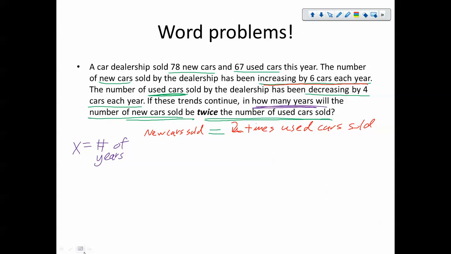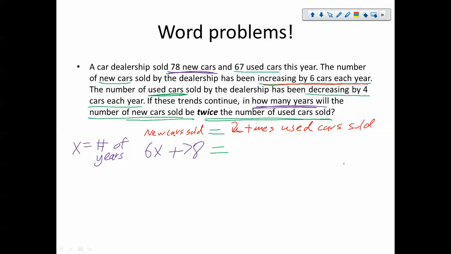So going back to new cars sold, I know that if I take 6 times the number of years, because I've been increasing by 6 every year, that'll tell me just how many new cars are being made in the future years. But I started with 78. So that's 6 cars per year plus the 78 that I've already sold. Recognize if I plugged in 1, so it'd be the following year, how many cars were sold? Well, it would be 6 plus 78, which is 84. If I plugged in 2 here, I'd be adding 12, which would be 90. And that's just the number of cars that there would be. Okay, so that is the new cars sold.